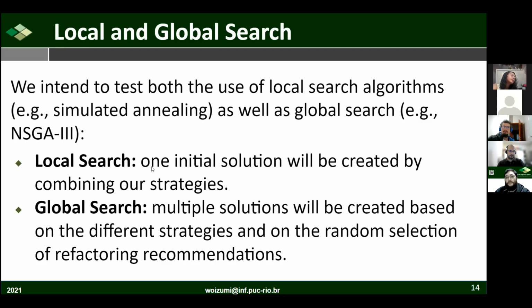As we intend to test both local search and global search algorithms, we will need different strategies for generating the initial population. So for local search, we will generate only one initial solution that will be based on the combination of the two strategies that I mentioned earlier. And in the global search, we need multiple solutions in the initial population. So we will generate such solutions by using our two strategies and by combining them with, for example, the random selection of other refactorings for building our initial population.